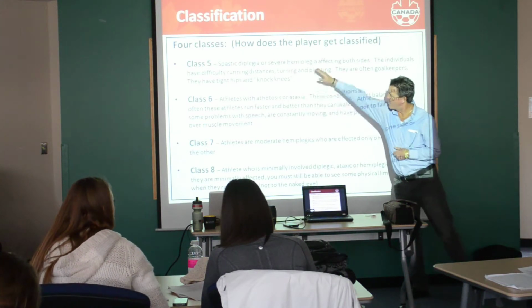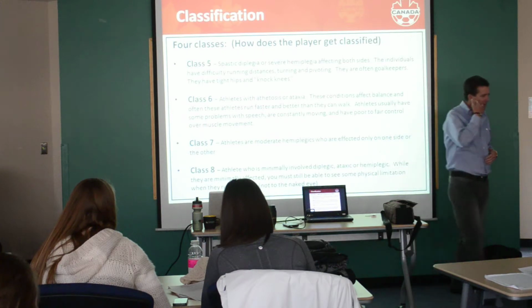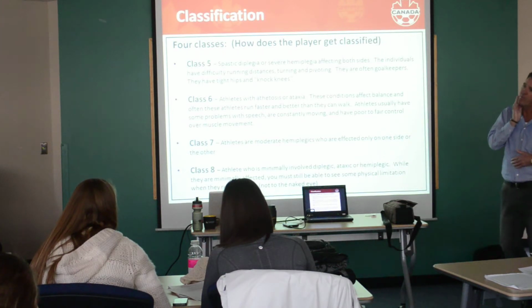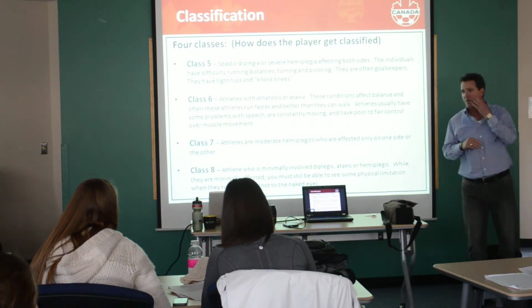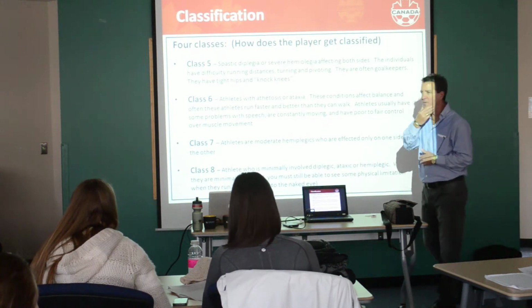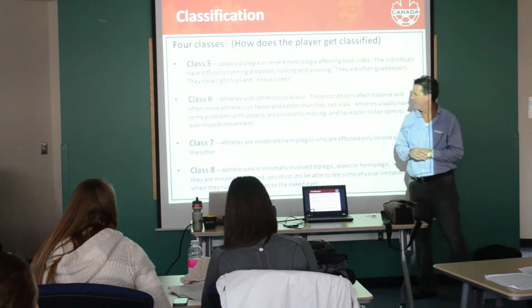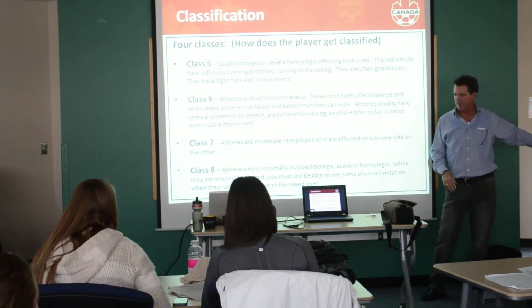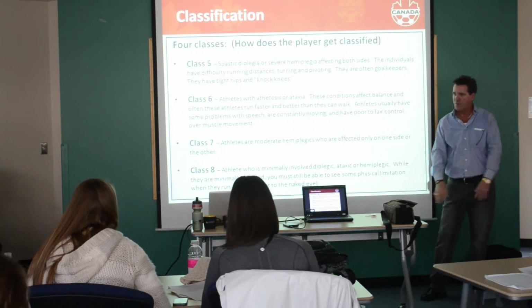CP6 is the exact same thing as 5, except that they may have part of their face affected. They could be talking and swearing a bit, kind of like when I get nervous. But they'll have part of one side of the face affected, but otherwise the same idea. Class 7, Dustin is a perfect example of class 7. One side of his body is affected.